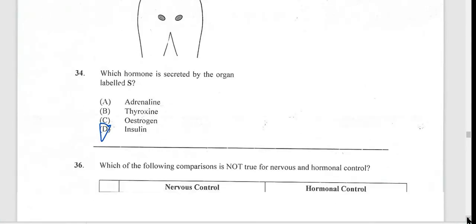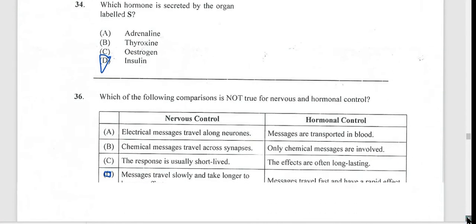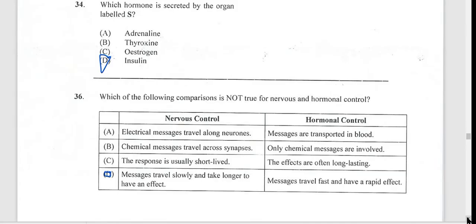Moving on down to 36. Which of the following comparison is not true for the nervous and hormonal control? Not true. Message travels slowly. No, the message travels really fast in the nervous system. Message travel fast. No, it travels slow for hormonal control. So your answer here for 36 is going to be D. Moving on to 37.